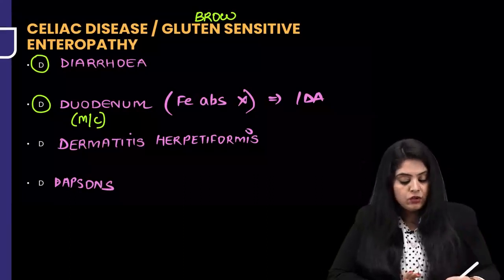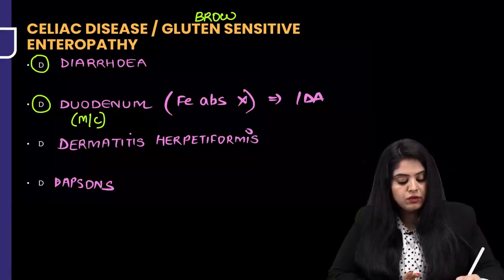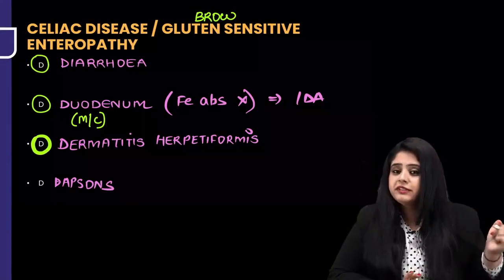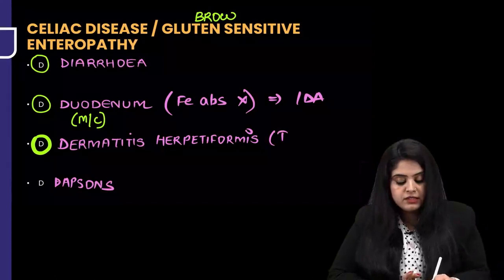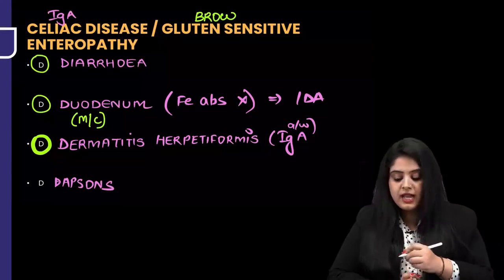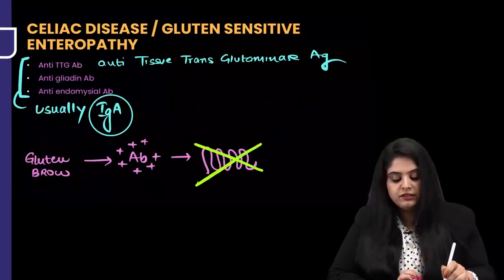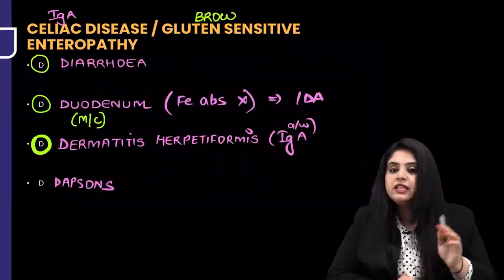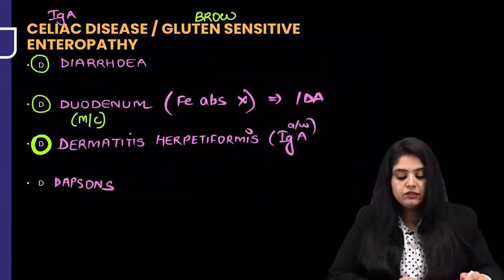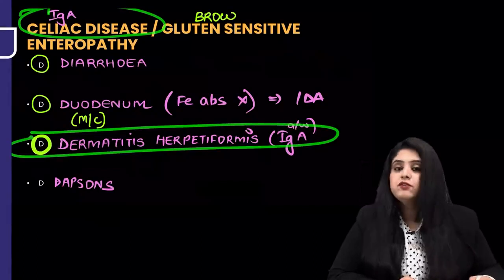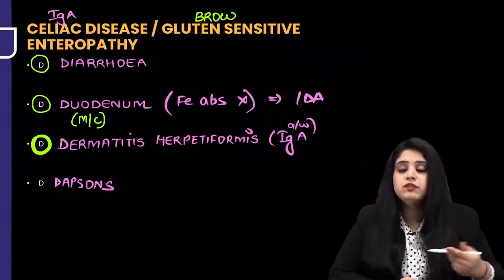The next, they are also associated with a skin disorder called dermatitis herpetiformis, because if I go to the skin chapter, I know dermatitis herpetiformis is also associated with IgA, and celiac disease is also associated with IgA antibodies. I just now told you celiac disease shows you lots of IgA antibodies. So now when both of them are to do with IgA, they tend to occur together. Celiac disease in the intestine is because of IgA, dermatitis herpetiformis in the skin is because of IgA. Both of them occur together.